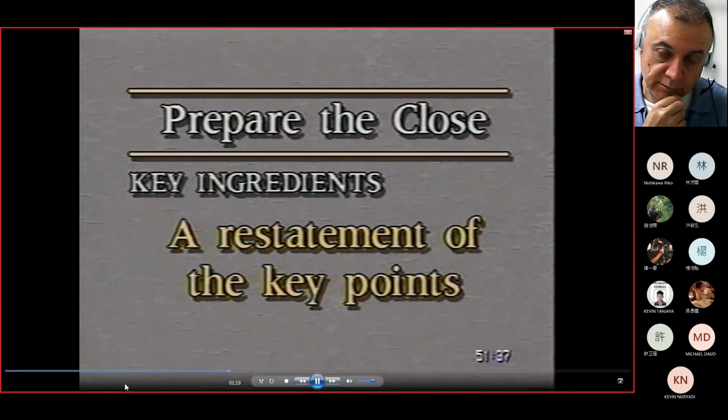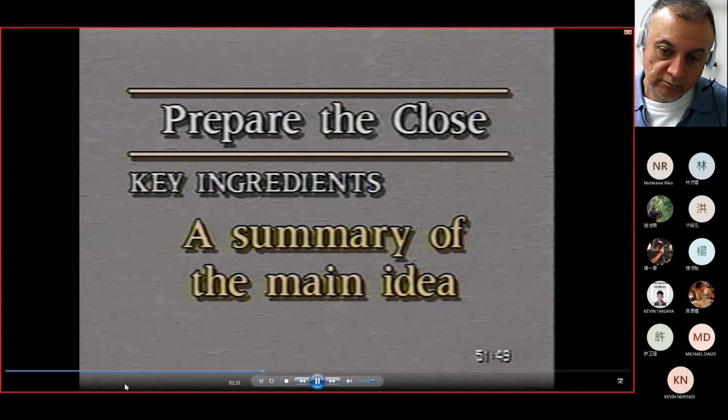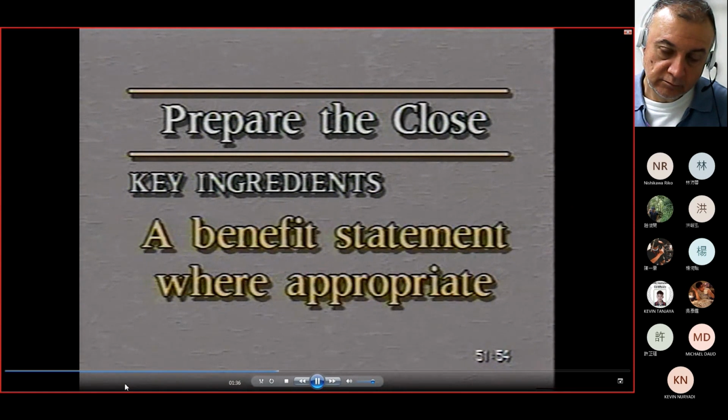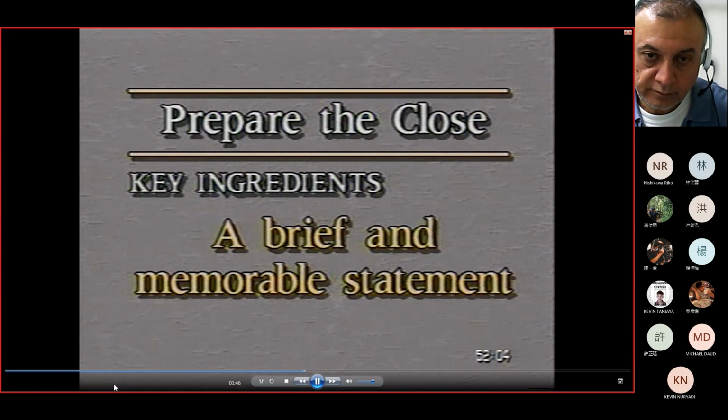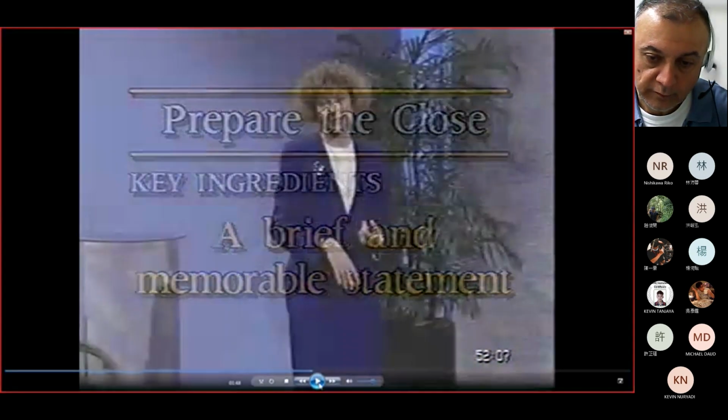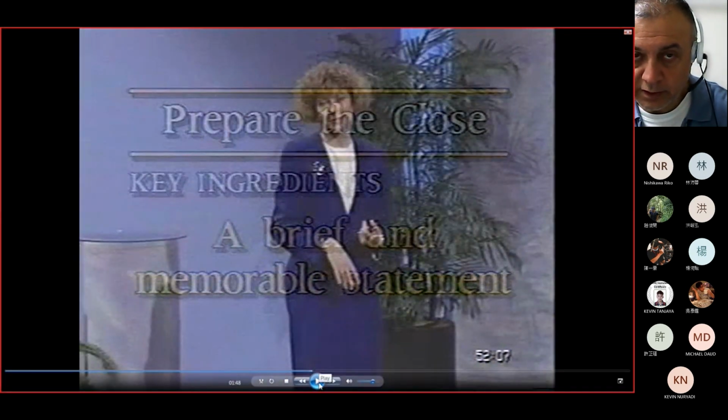A second key ingredient of a closing is to make sure that you restate your key points. Again, it's always good to review so that your audience will remember what they are. A third ingredient of a closing is to make sure that you summarize your main message, once again, your purpose. A fourth ingredient is to give a benefit statement where appropriate. Again, how will your listeners benefit from this information? And a fifth key ingredient is to include, if it's appropriate, a brief and memorable statement. So again, as you can see, we are doing the same exact thing that we did in the introduction.